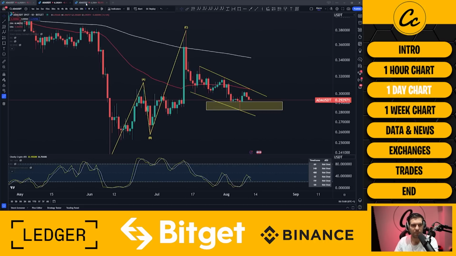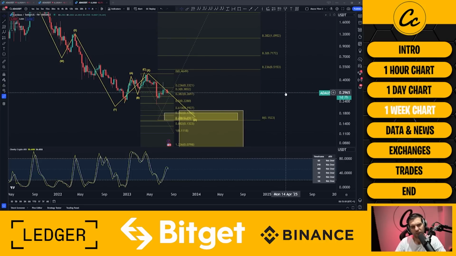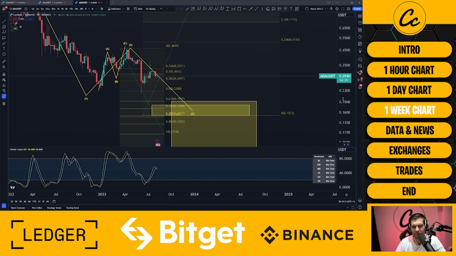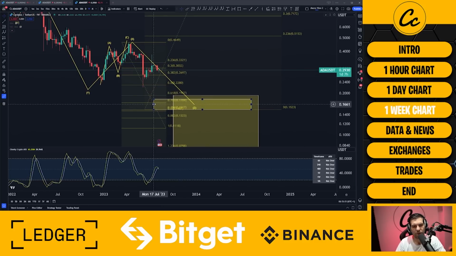Let's go ahead and take it up into the weekly timeframe, because here we can actually see, as I was talking about previously, the areas of interest, right? 15 to 18 cent. Now, I know a lot of people don't want to see that, as well as a lot of people who do want to see it. It's kind of a mixed bag because a lot of people want to accumulate ADA.